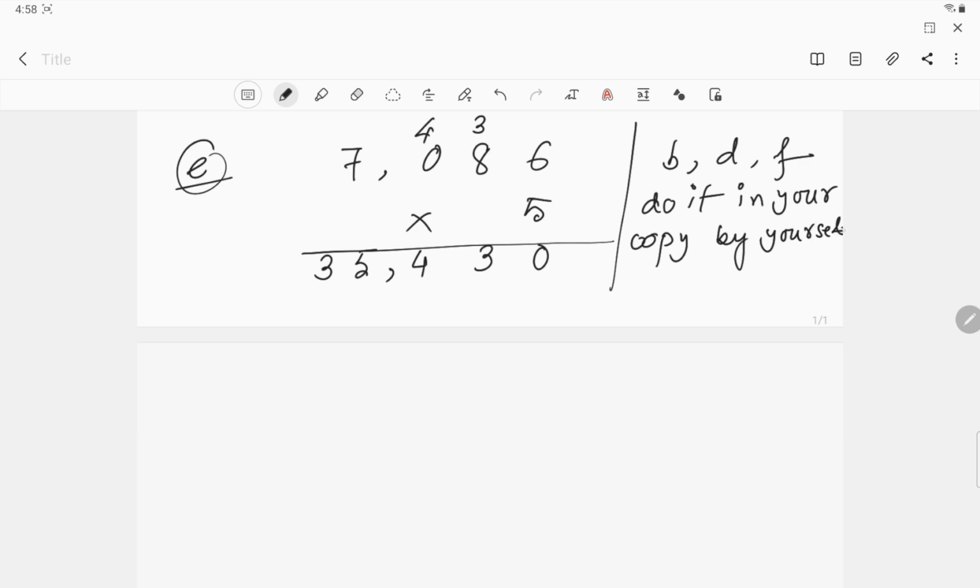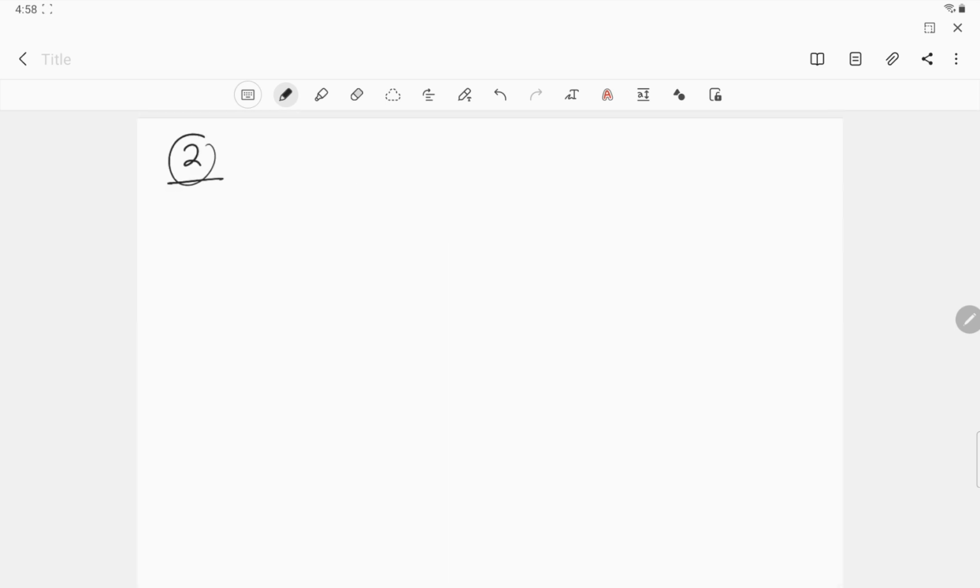You have to learn it and you have to do it, right? Now question number 2 says multiply.